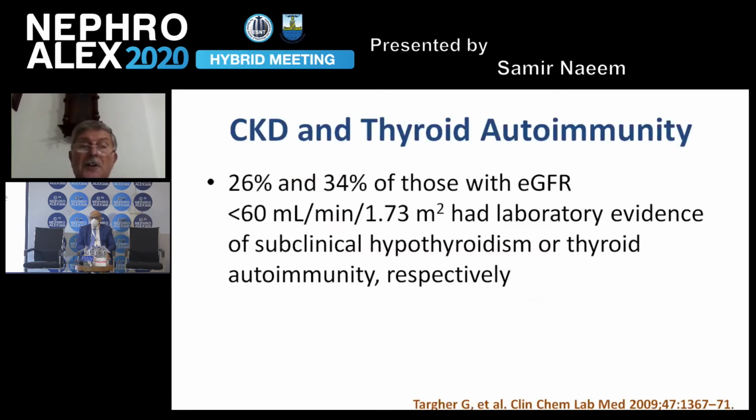So what about hypothyroidism in patients with chronic kidney disease? I did mention the incidence is higher than in the normal population. In addition, in this Italian study, they showed that even thyroid autoimmunity is higher in patients with GFR less than 60. And the explanation is not very clear in this.